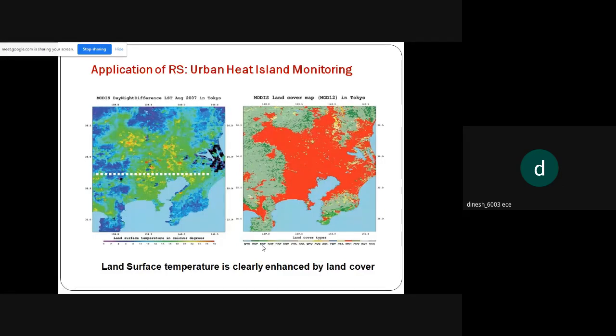Then urban heat island monitoring. Daytime and nighttime. This is a monitoring of urban heat island of the country Japan. Tokyo is taken during August 2007, and during nighttime and during daytime how it is. So land surface temperatures can be enhanced by land cover.